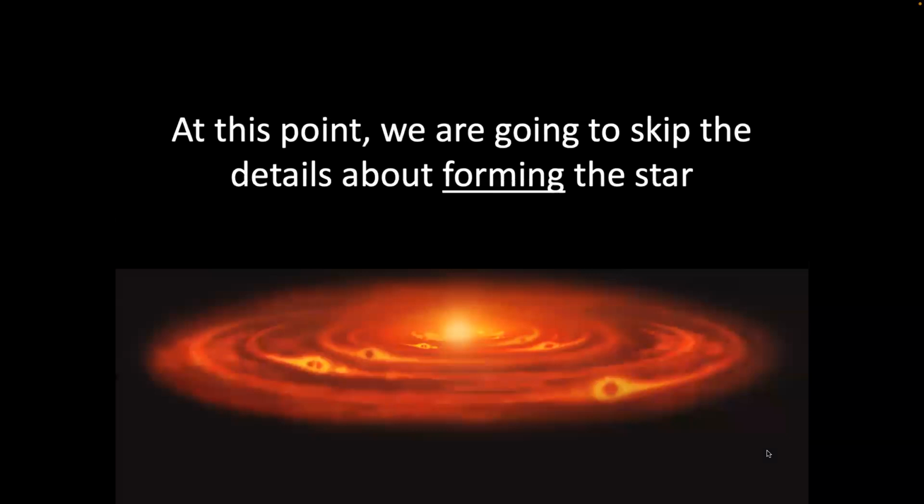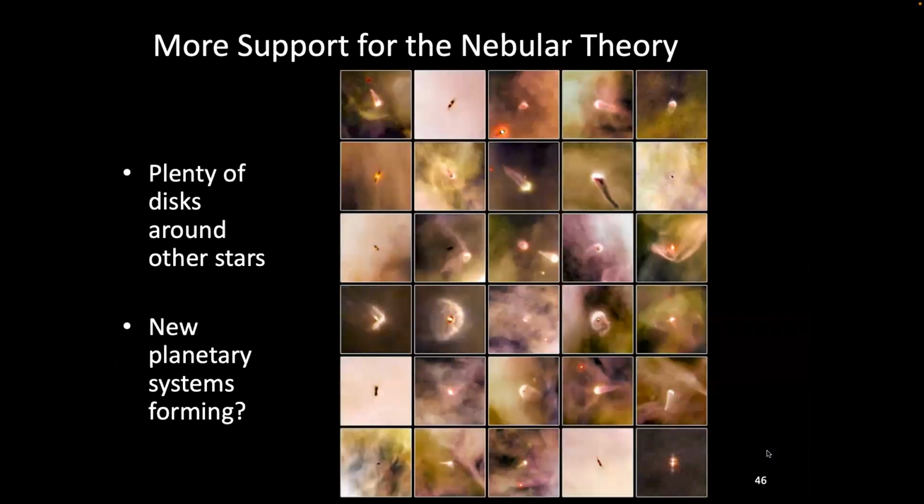We're gonna come back to forming the star later, but let's see if this is true. In fact, we can look around. This is called the nebular theory, the idea that stars and planets form in a nebula. They form from the gas cloud. And on the right-hand side, is this a picture?